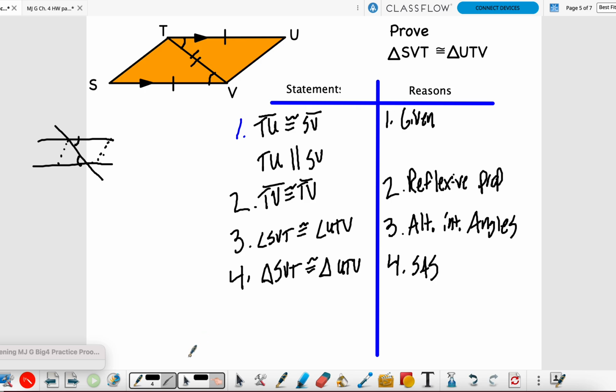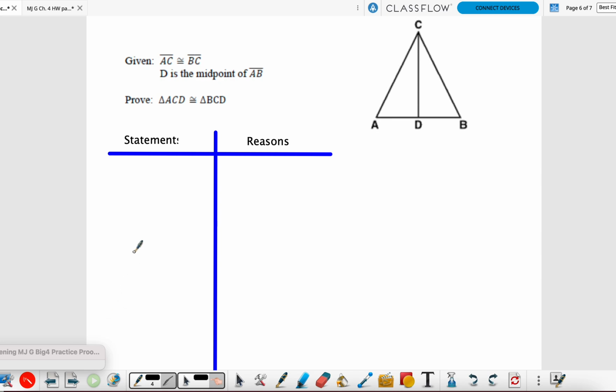Okay, we're going to do one more proof, and then we'll kind of wrap up with like a general overview of how to do any of these. So the last proof I want to do in this video is given this picture, and given that AC is congruent to BC, and that D is the midpoint of AB, prove the triangle on the left is congruent to the triangle on the right. So we'll put the given down. AC is congruent to BC. D is the midpoint of AB. I'm okay with you abbreviating midpoint as MP. That is given.